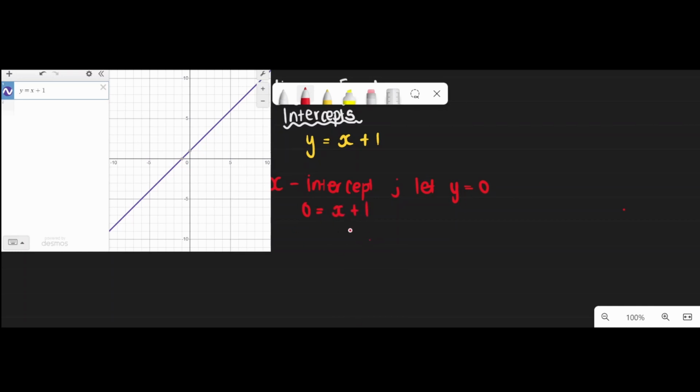Then you're going to make x the subject of the formula. You take this positive 1 to the other side so x can be alone. Since it's positive, when we take it to the other side it becomes negative. So it's -1 equals x. Then we write this in coordinate form: x is equal to -1, and since we let y equal 0, that's our y coordinate, so it's 0. This will be your x-intercept coordinate.